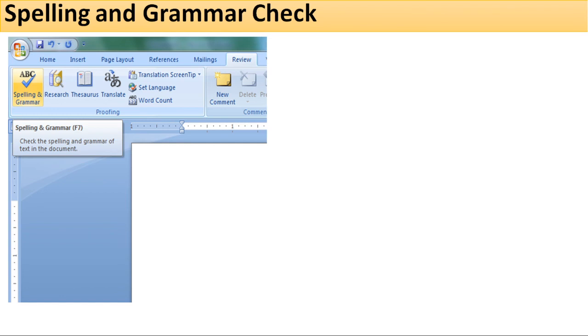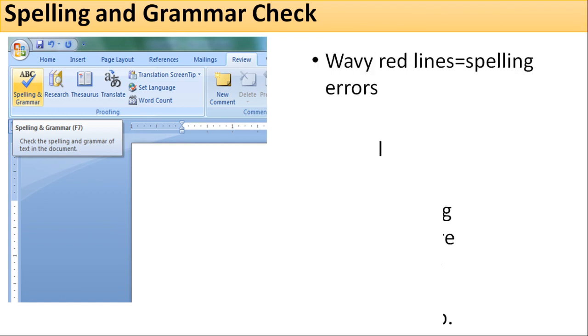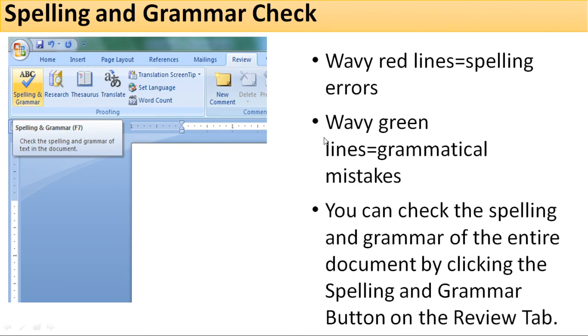Next, spelling and grammar check is there. Wavy red lines are used for spelling errors, and when we see wavy green lines, that shows grammatical mistakes. You can check the spelling and grammar of the entire document by clicking the spelling and grammar button. The spelling and grammar button is present on the review tab. So this is the review tab.